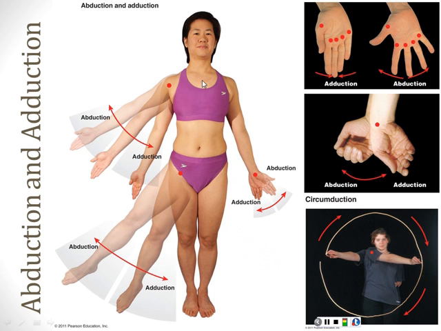Abduction and adduction. Abduction is to take away, so to spread the arms out. Adduction is to bring them back in. At the hand, spreading the fingers is abduction and pulling them in is adduction. The wrist can do the same thing. This is circumduction, drawing a circle in the air. It's a ball and socket trick, so we see that at the shoulder and at the hip.